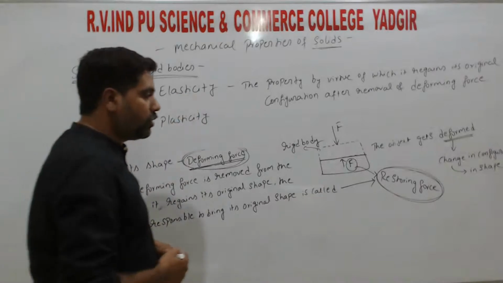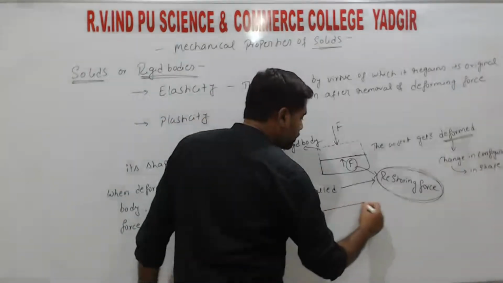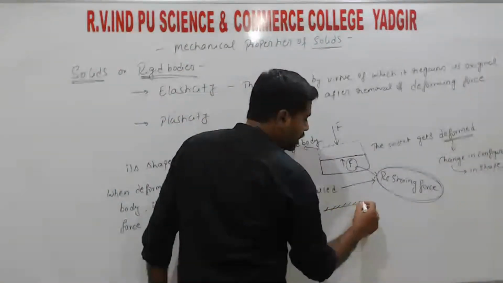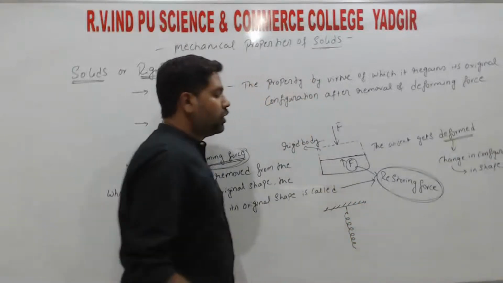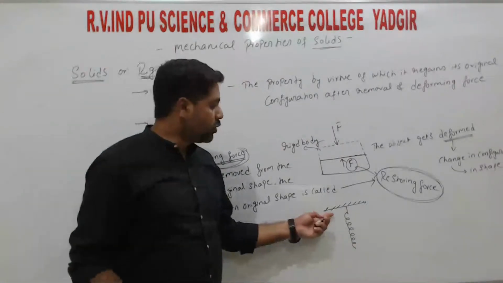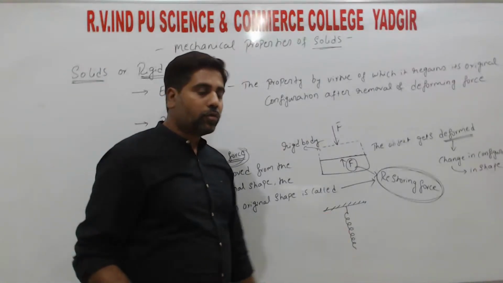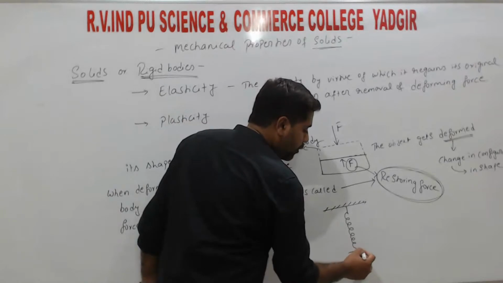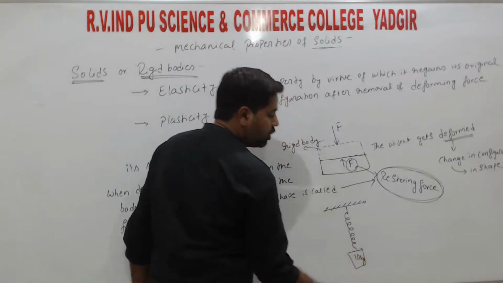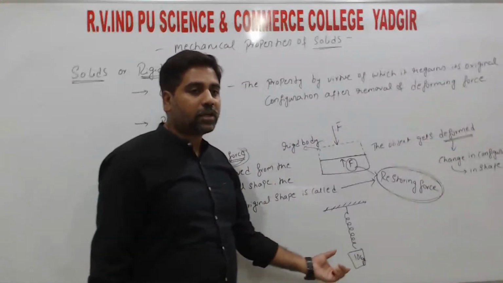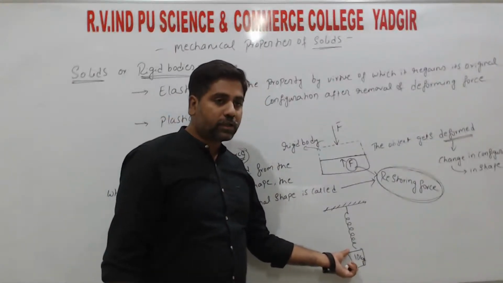So the best example, one more we can discuss, that is spring. When a spring is connected to an external rigid support, to this spring we are applying the load. So load is nothing but the mass, or force, right? So 10 kg or 10 newton, that much force we are acting here.